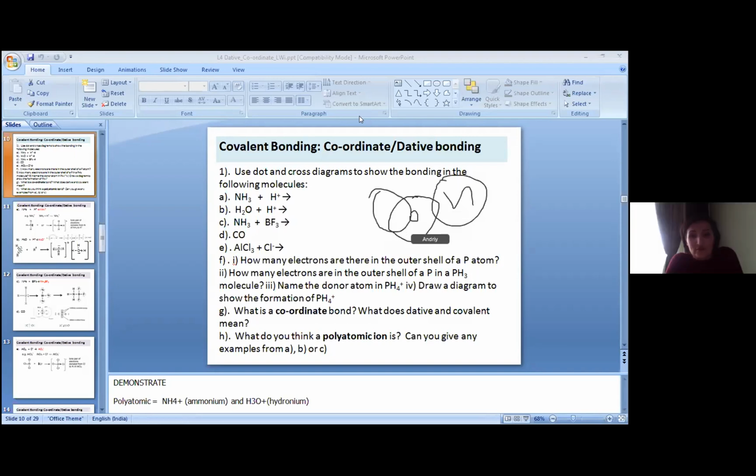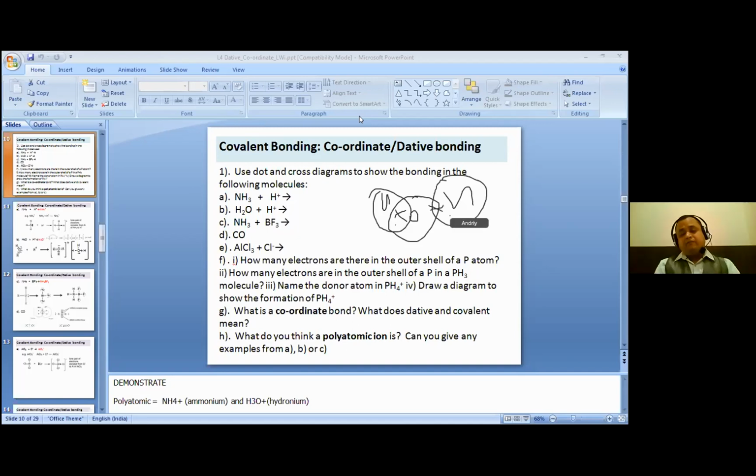Yes, and you need to put the cross and dot diagram. When they share, there will be a cross and a circle. And here are also two circles.